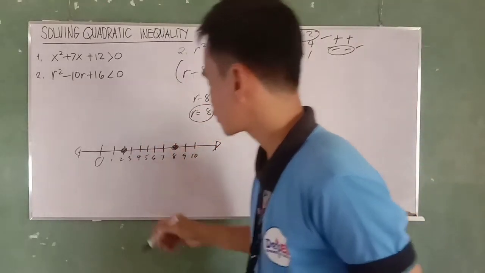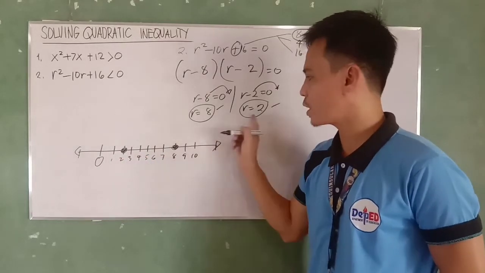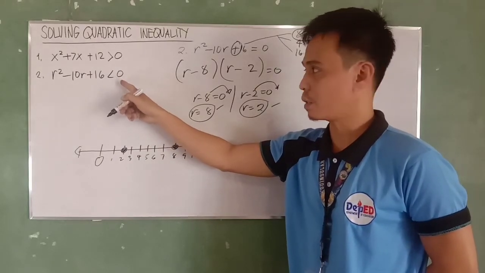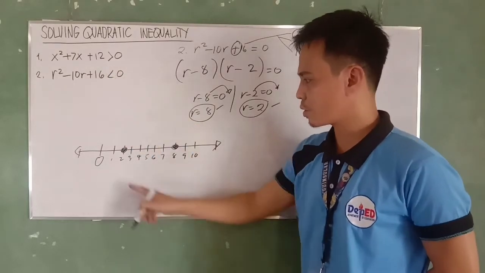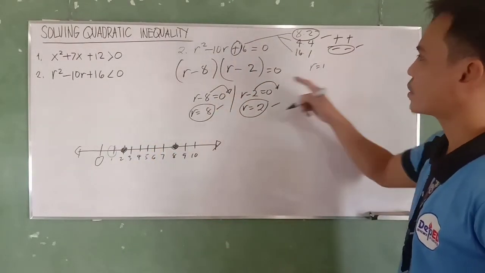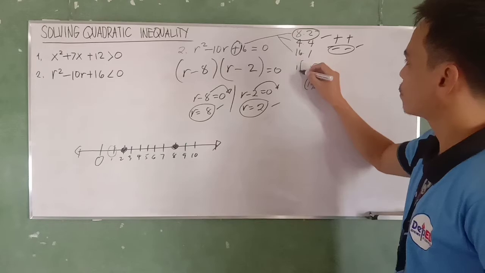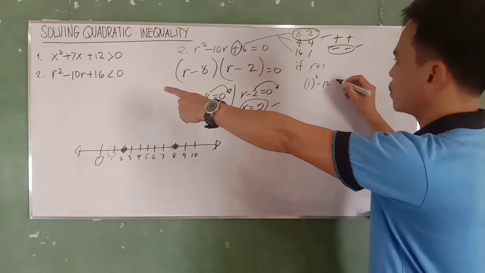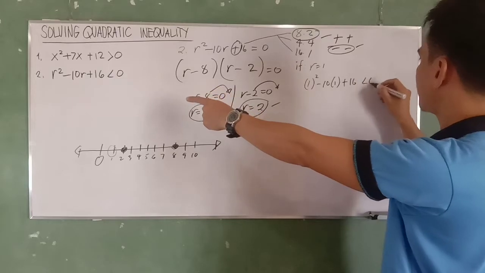in this place. So gagawin natin guys, kukuha tayo ng numero dyan sa magkabilang gilid ng nakuha nating roots. Tapos isa-substitute natin doon sa original na given inequality para malaman natin kung nag-satisfy nga ba siya doon sa sign niya. Okay, so let's try first with positive 1. So if r is equal to 1, so let's try. r squared is 1 squared, 1 squared minus 10 multiplied by r which is 1, plus 16 is less than 0.